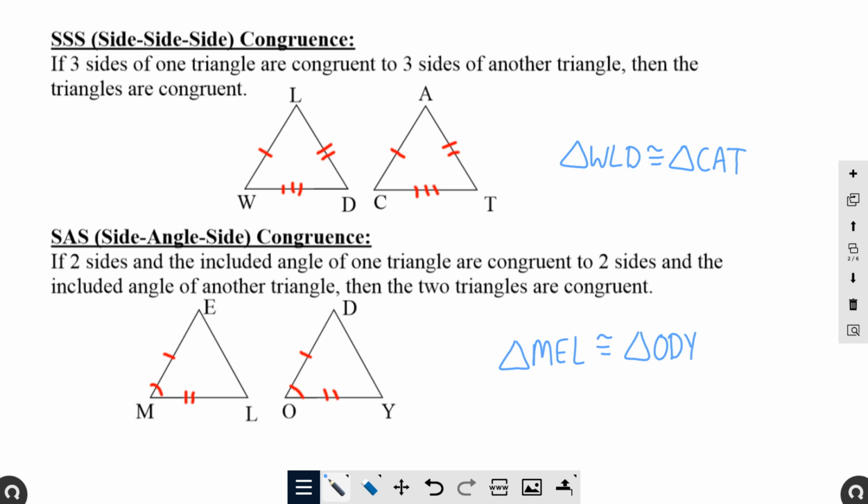So those are 2 ways. We have side, side, side, side angle, side. So remember, side angle, side is 2 sides and the angle that joins those 2 sides. So now let's look at our 3rd and 4th way. So grab your next 2 index cards. These next 2 are going to pop up in a minute, but they are called angle, side, angle, and angle, angle, side.